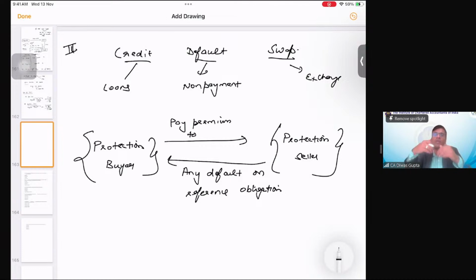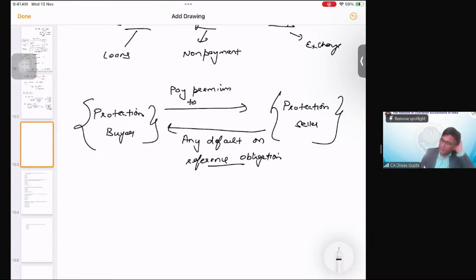So protection buyer and protection seller are two terms which are understood, right? Protection seller is someone who will make good the default. Protection buyer is someone who is already having a risk of credit default and he will end up paying premium to the protection seller. Now let's say, what is the reference obligation? Reference obligation is the obligation against which the credit default is secured. Let's say the original loan. In our above example, it was the mortgage loan. So that mortgage loan becomes the reference obligation, right?